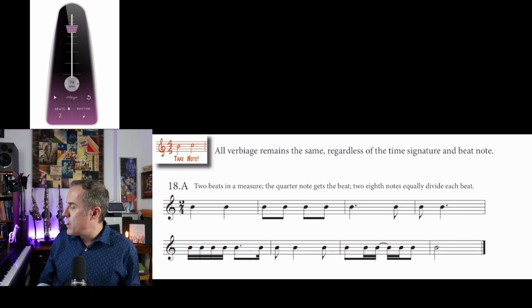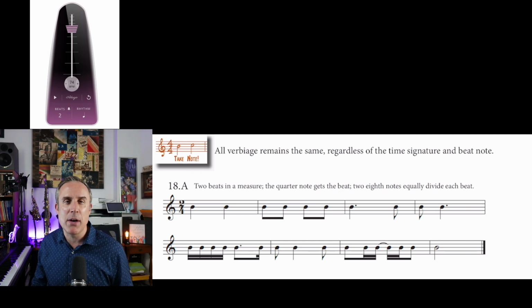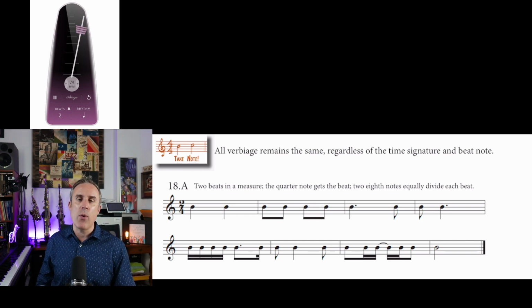Let's get the metronome started, and you'll notice I have a 2 at the bottom of the metronome. That's because there are 2 beats in the measure, so you'll hear a little bit of an accent on the downbeat of each measure here in 2/4. So here we go. Going to count it off, and then we're off to the races.